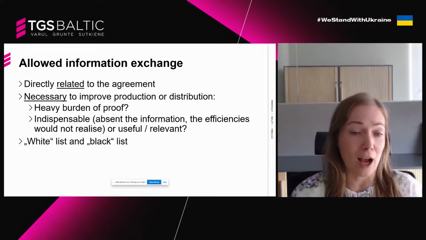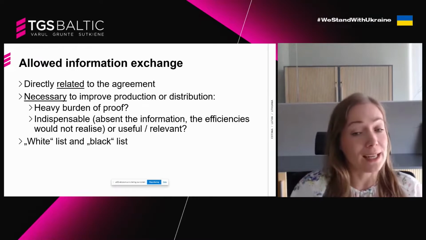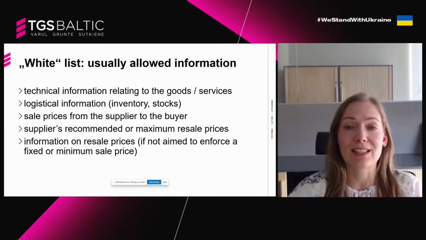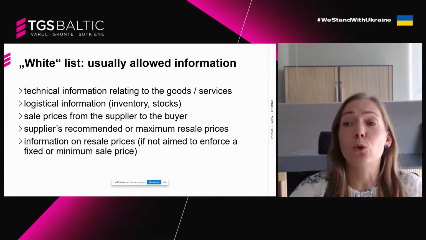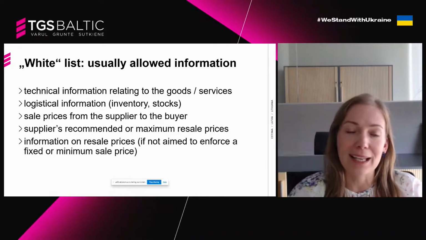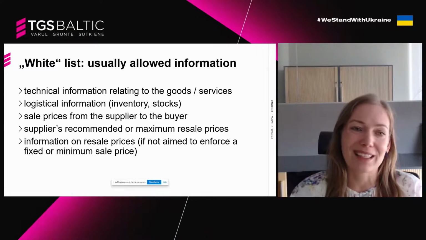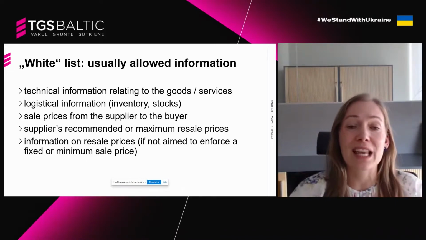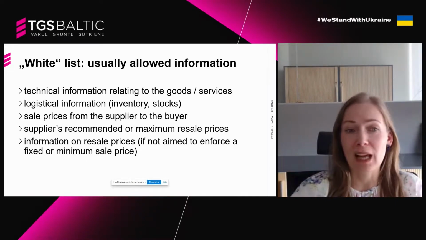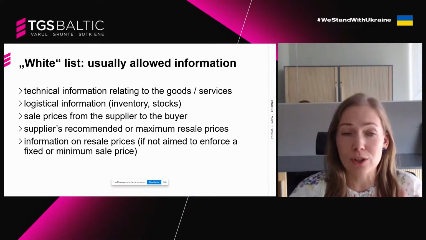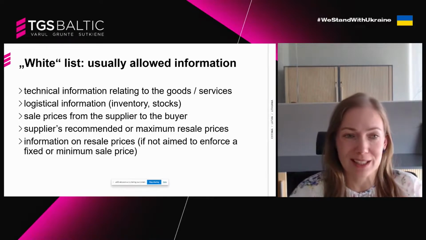So to kind of clear this up, the guidelines actually have a white list and a black list of information. The white list of information is such kind of information that would be usually allowed. So this is non-exclusive, non-exhaustive. So this means that this is not the only information that can be exchanged, but it is an example list that usually would be allowed. And so I have just listed here the information that usually should be allowed, but of course it is up to individual assessment as well.